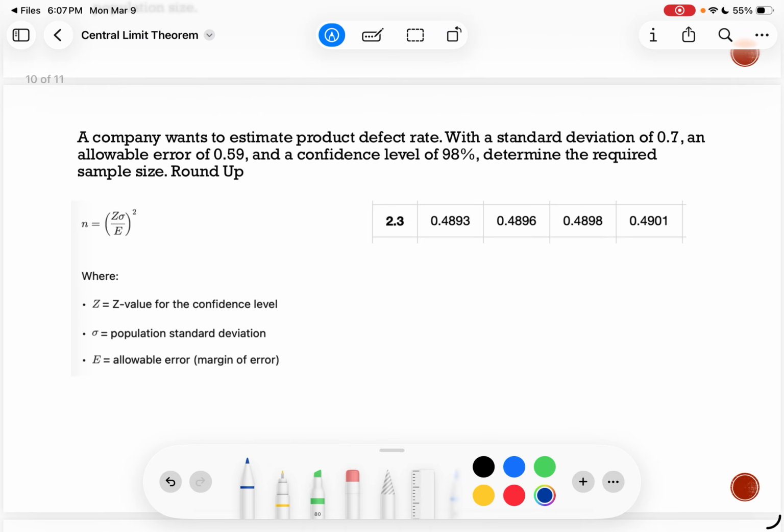Now, the assignment questions for this week are really going to focus on understanding the required sample size. So I've given you this formula here that's going to come in extremely handy as you work on those calculations.